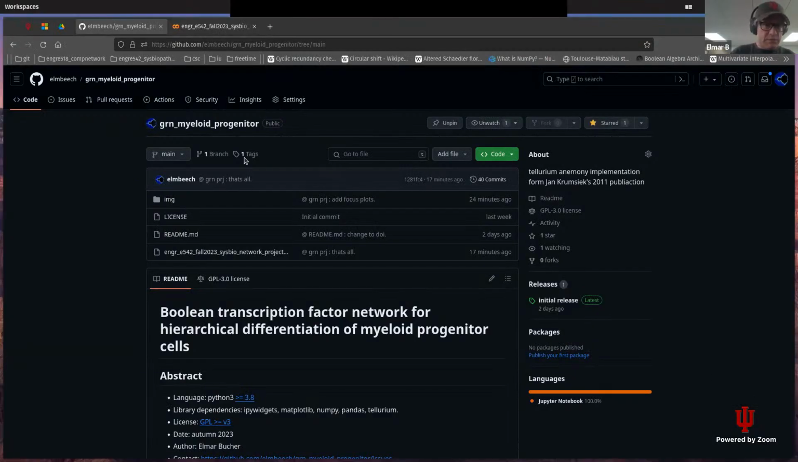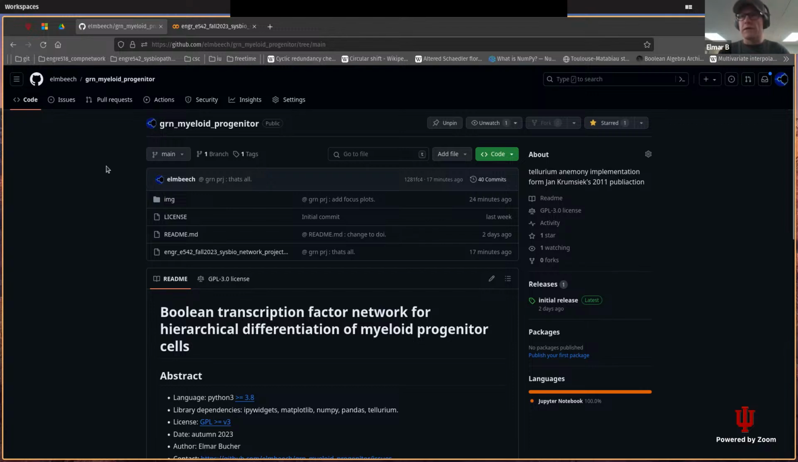Can you see my screen? Do you just see the Grand Canyon, or do you see my screen? What do you see? Do you see my GitHub homepage? GitHub repo. Okay, great.